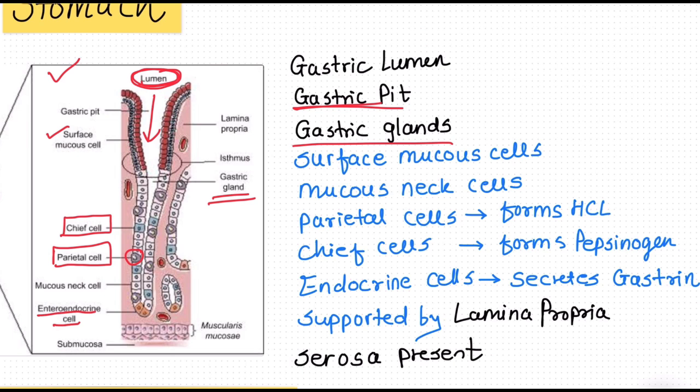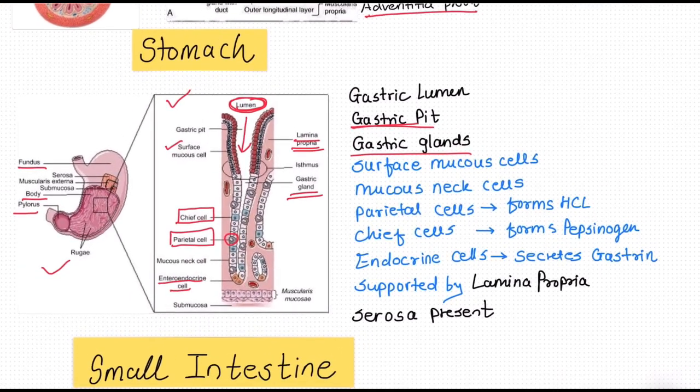Lamina propria is the supporting part, and serosa is also present here. Important things to remember in the stomach: parietal cells produce HCl, chief cells produce pepsinogen, endocrine cells produce gastrin, and mucous cells produce mucus, that is mucin. Then let's move on to the small intestine.